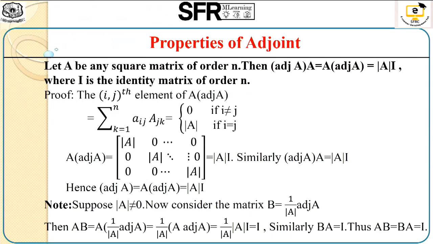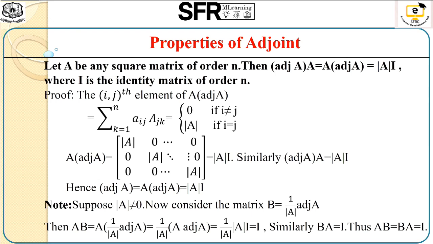The properties of adjoint. If I am taking a square matrix A of order n, then adjoint of A into A equals A into adjoint of A, which is determinant of A into I. We can derive all those things from the given matrix. If the determinant is equal to 0, then it is singular. If it is not equal to 0, then it is non-singular. If it is a non-singular matrix, then only we can find the inverse using adjoint of A. So I need to give a property for this, that is adjoint of A into A equals A into adjoint of A, that is determinant of A into I. I want to derive this briefly in detail.